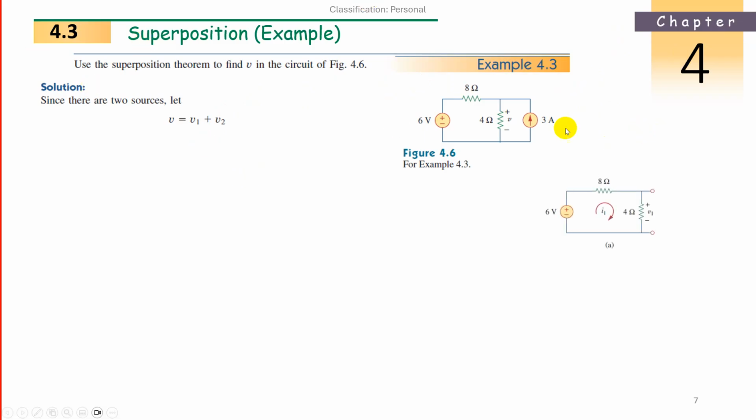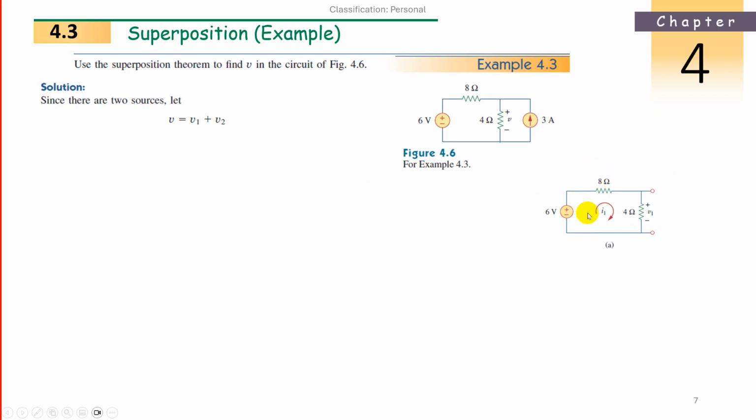Now, how to find V1? By considering only one voltage source, and I will make it V1. Previously it was V. Now I am considering only 6 volts. I am not considering this current, so it is open circuit, no current source here. I have to analyze the circuit by loop. We have many techniques: Ohm's law, circuit elimination techniques, or loop analysis, mesh analysis, you can use.